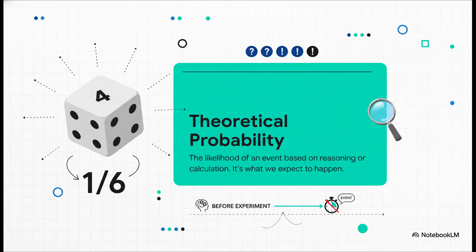So we start with what's called theoretical probability. This is pretty much the maths behind the chance. If you've got a fair six-sided die, you don't actually need to roll it 100 times to know the probability of getting a 4 is 1 in 6. It's all based on that perfect ideal situation where every outcome is equally likely. It's what we expect to happen.